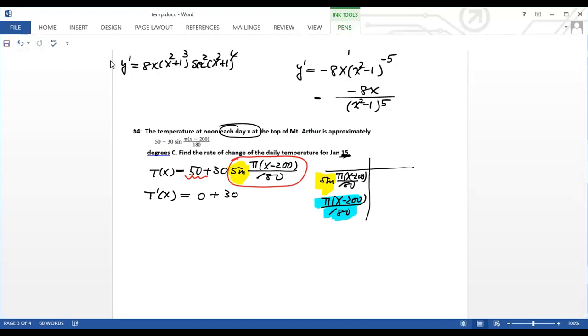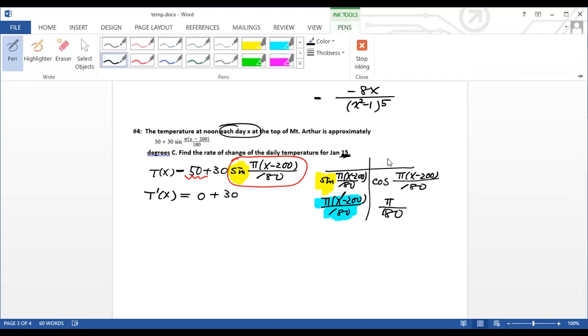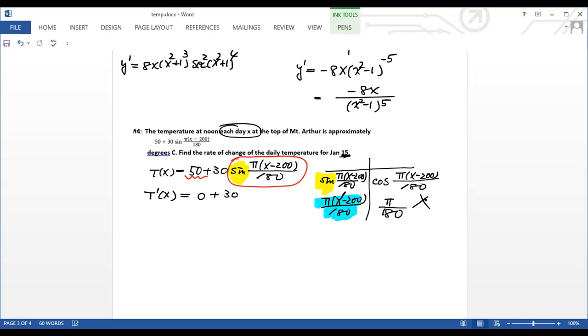So the derivative of sine is what? It's a cosine. Then don't worry, write down whatever is inside the layer. So the second layer is pi times x minus 200 divided by 180. So what is the derivative? x is x to the first power, right? So it will be pi over what? 180. So this is here, then you multiply it, right? After you take the derivative, what will be here is 30 pi over 180.